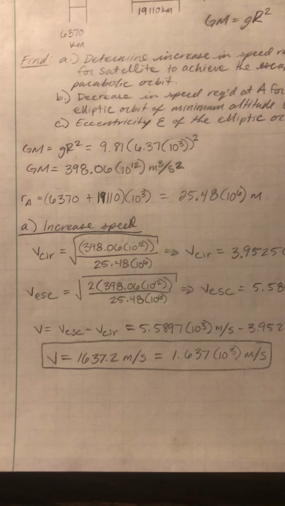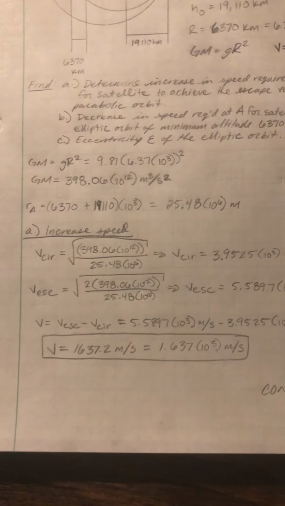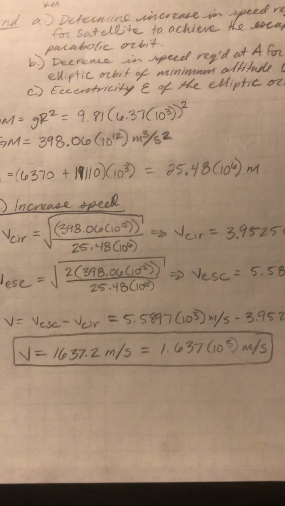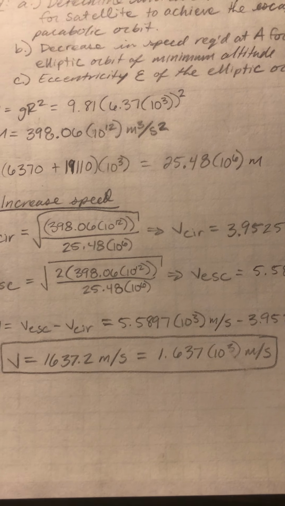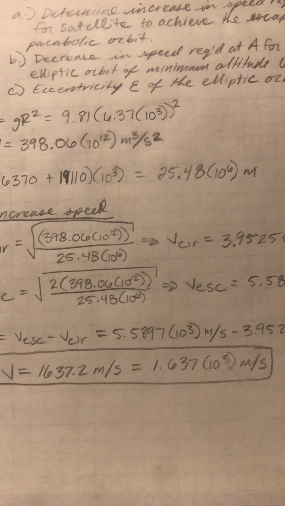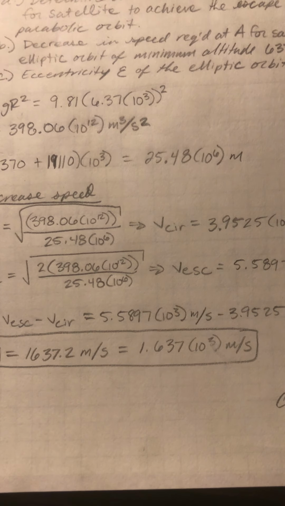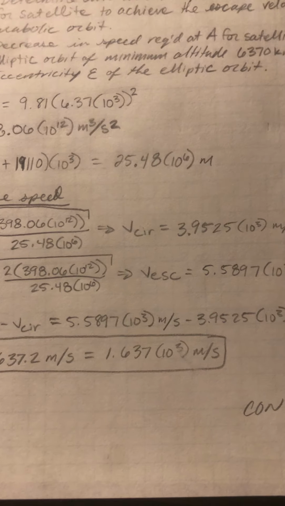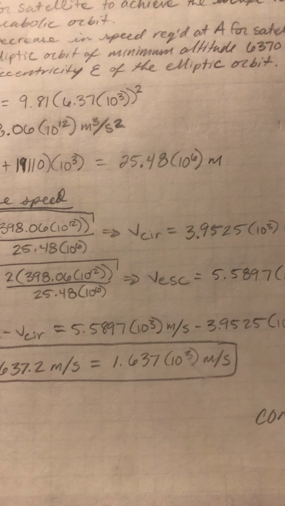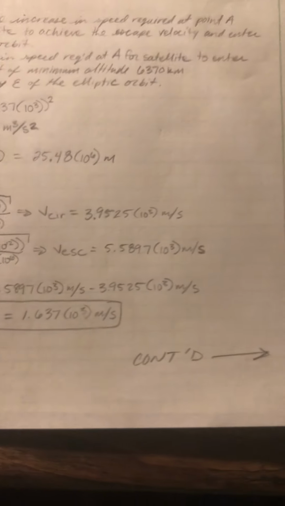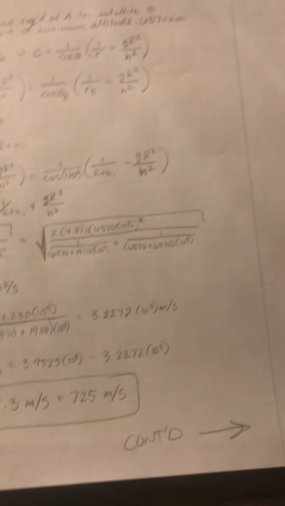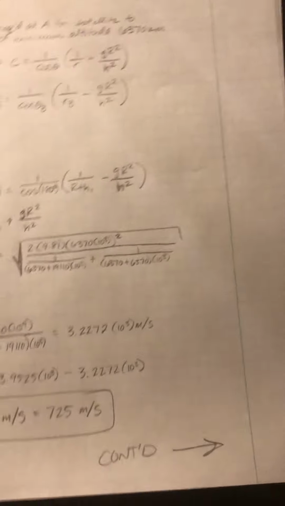As we're increasing in speed, we take the escape velocity minus the circular velocity, and we find that the velocity needs to increase by 1.37 times 10 to the 3rd meters per second. Continuing on to part B.